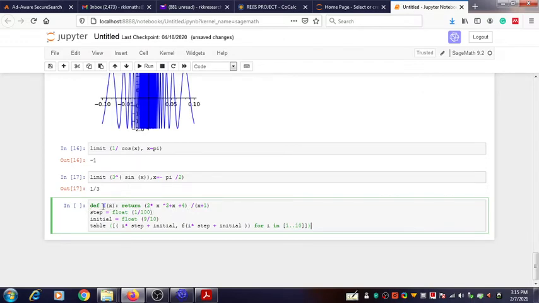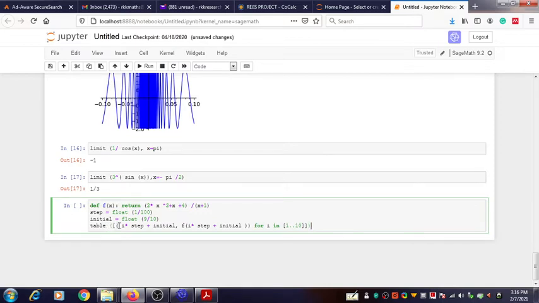See the definition of f(x). How do we define that? After the colon, return (2x^2 + x + 4) / (x + 1). Then step equal to float(1/100), and the initial value, initial equals float(9/10), 9 over 10. And then the fourth statement, table.